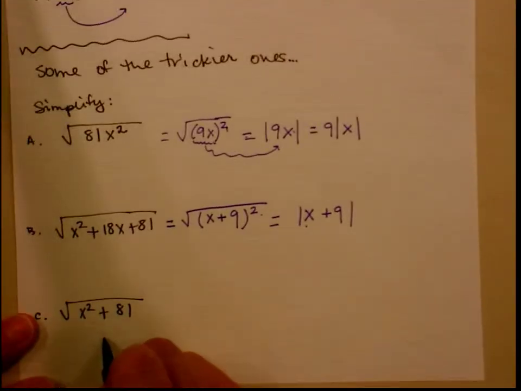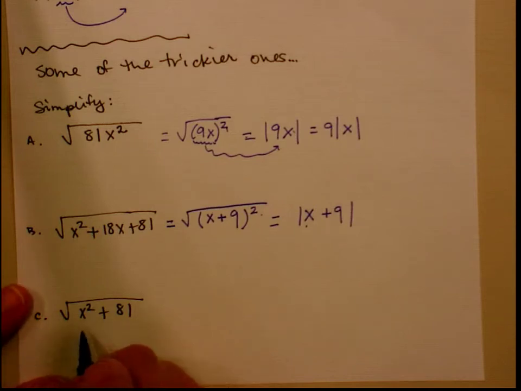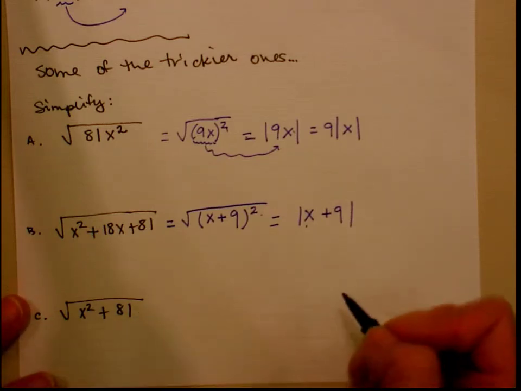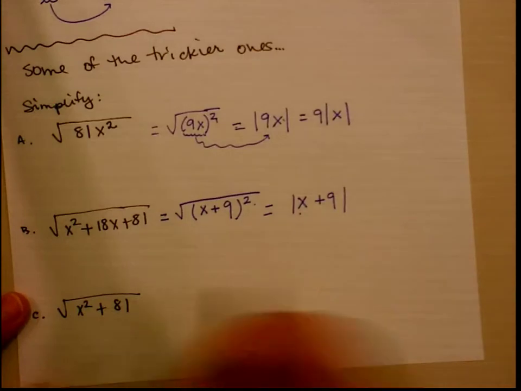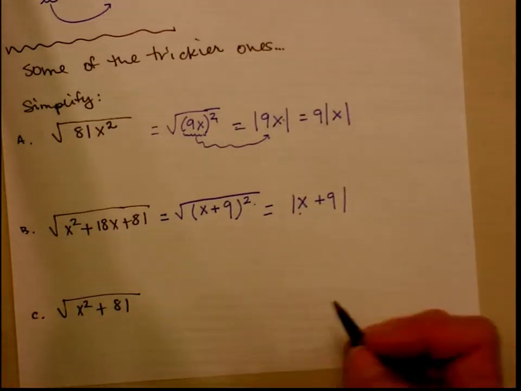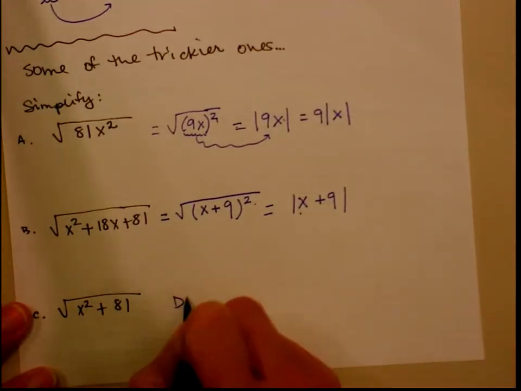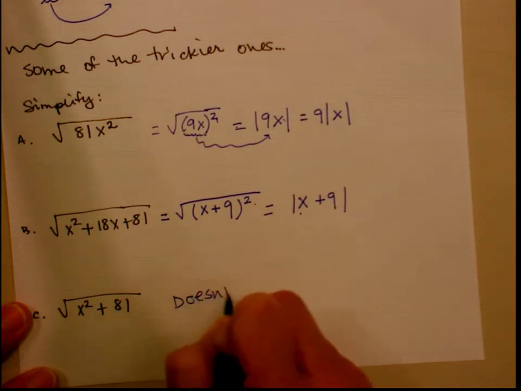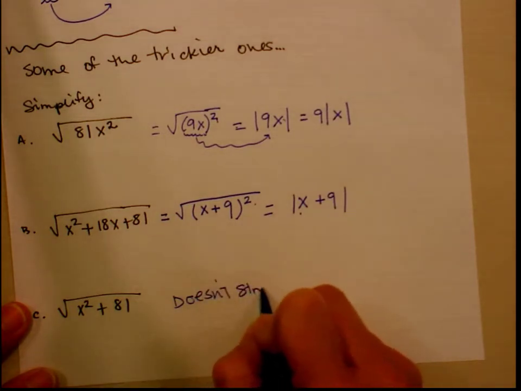And then our last one on this page is the square root of x squared plus 81. Okay, I'm being totally tricky. Guess what? There's nothing we can do about it. There's no simplifying. So it doesn't simplify. That's all there is right there.